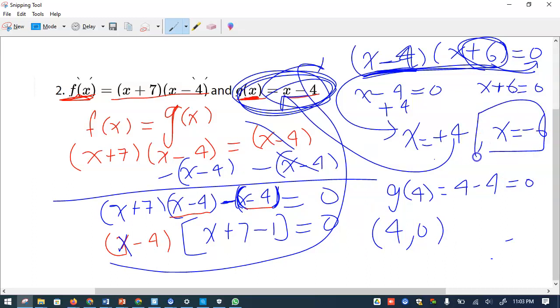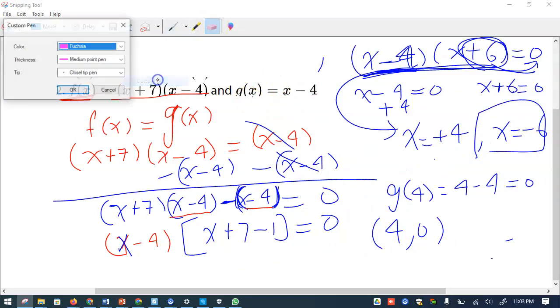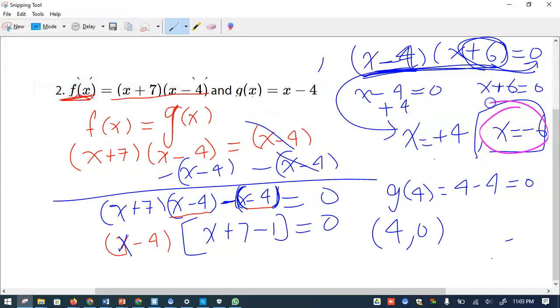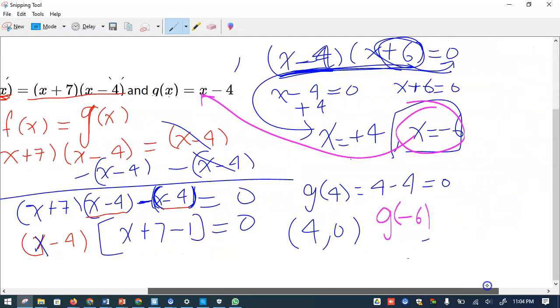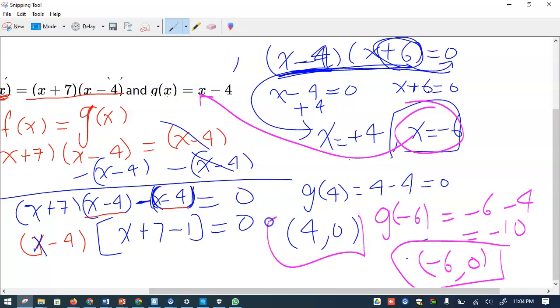And then you plug in this one, this x minus 6, plug in here. So that will be, g of minus 6 equals minus 6 minus 4, that's minus 10. So the point is minus 6 comma 0. So these are the two values of this.